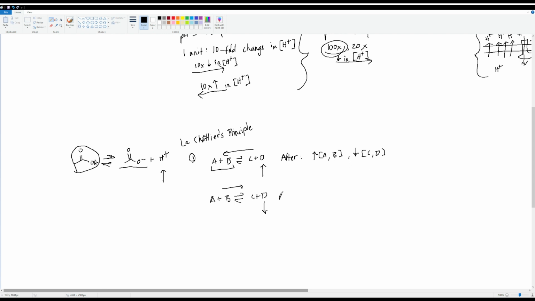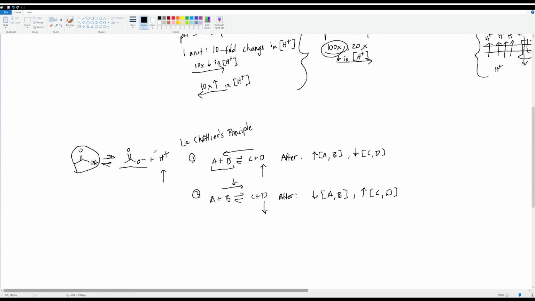Okay. And then for reaction 2, if we are shifting the reaction to favor C and D, we're going to increase the amount of C and D we have due to this favoring by the reaction rates, and we're going to decrease the amount of A and B we have. Okay, so this is Le Chatelier's principle.